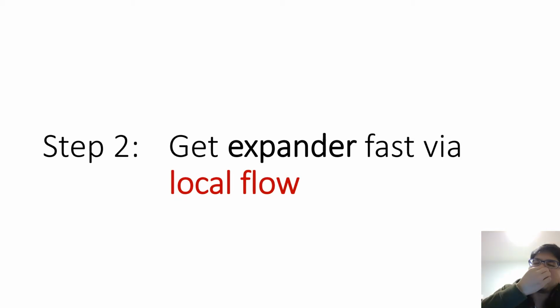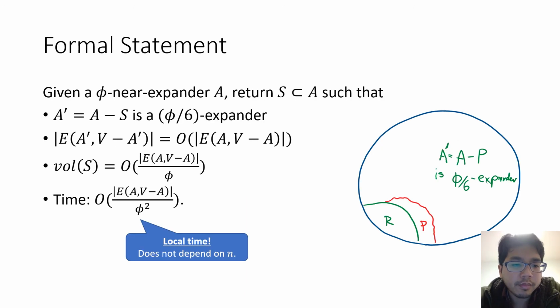So now it's time to tell you how to get it fast. This is the last part. The main goal of this part is to give you only a high level remark roughly how you can get a really fast algorithm. And actually what we get is that the time of the algorithm does not even depend on the size of the graph. Okay, it's a local time.